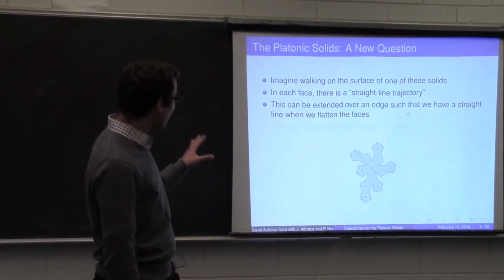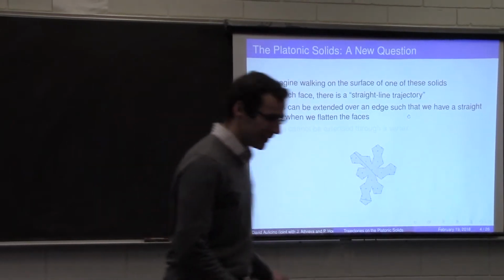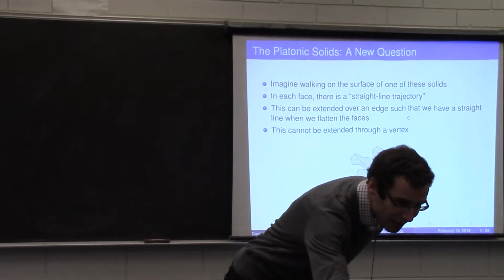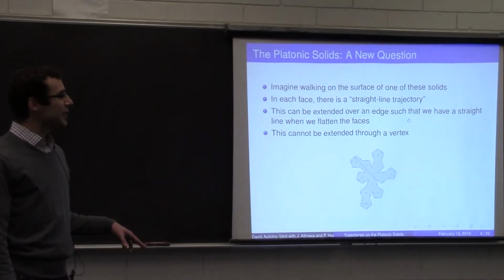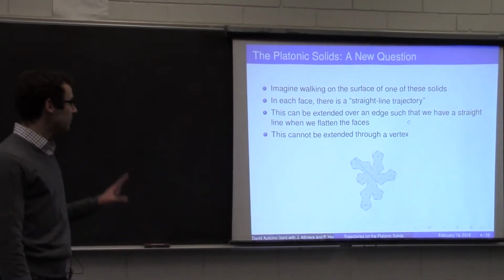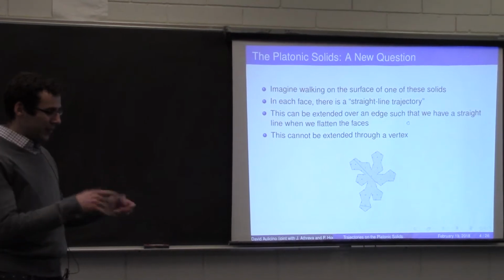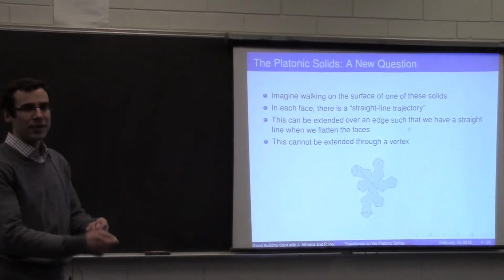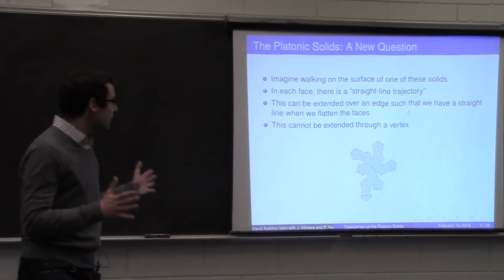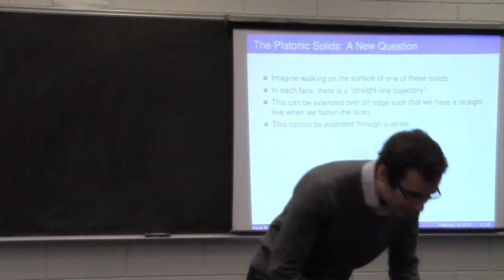So this actually isn't as new as I thought. One thing I should say first, though, is that it cannot be extended through a vertex. At a vertex you have a deficiency of 2 pi, and therefore there's no canonical way of going straight through there. That's the only obstacle to this, but there are only finitely many vertices.